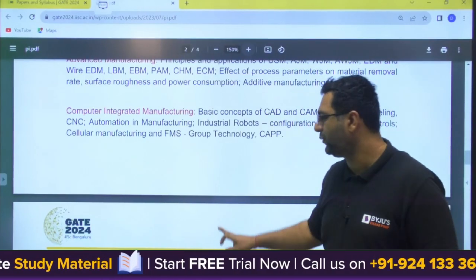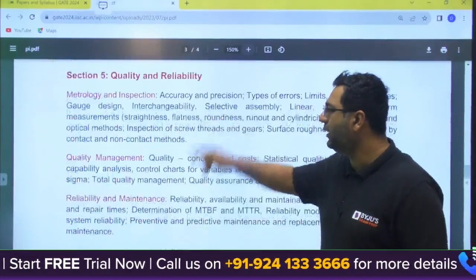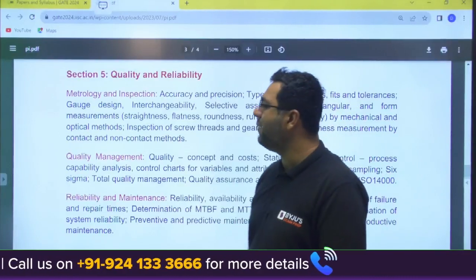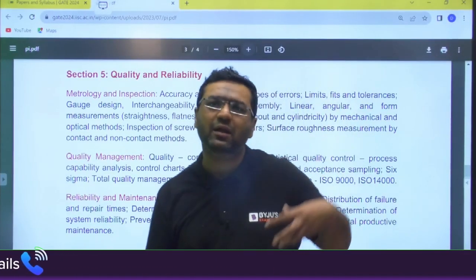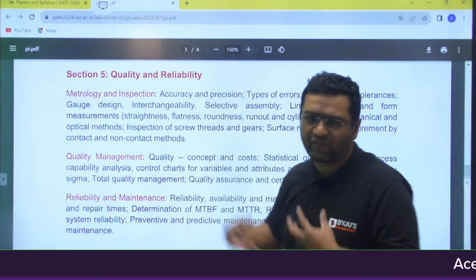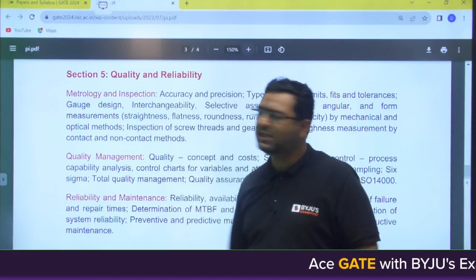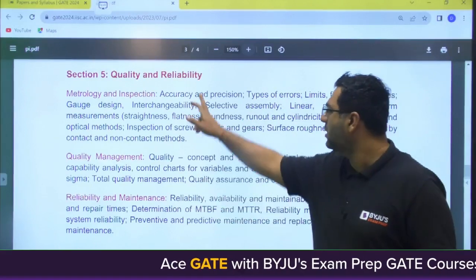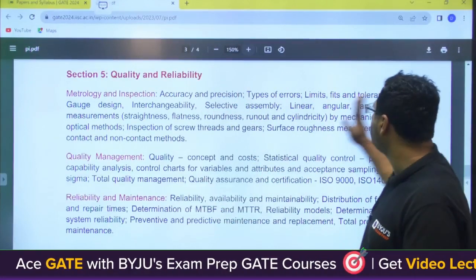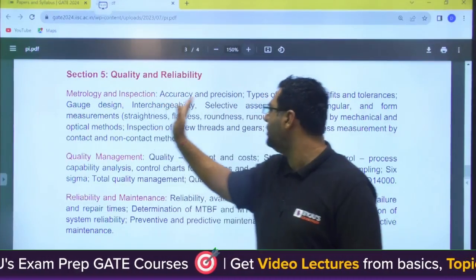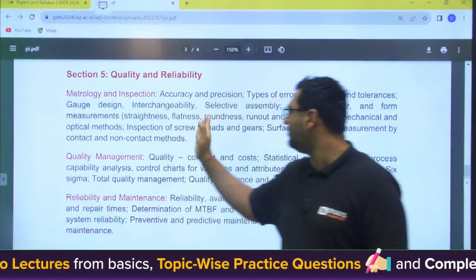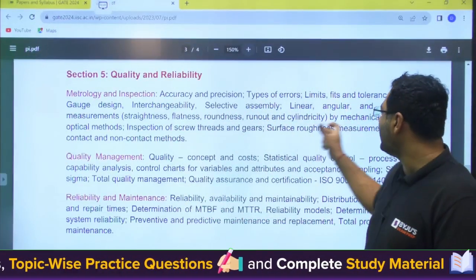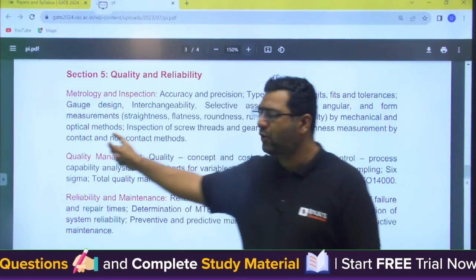Okay. Then my dear, we are coming to the quality and reliability part. So here something is from the mechanical syllabus, some things are other than that as well. Here major differences start. Metrology and inspection, it's correct, we study that. Accuracy, precision, types of error, limits, fits, tolerance, gauge design, interchangeability, selective assembly, linear, angular and form measurement, straightness, flatness, roundness, runout and cylindricity by mechanical and optical method.